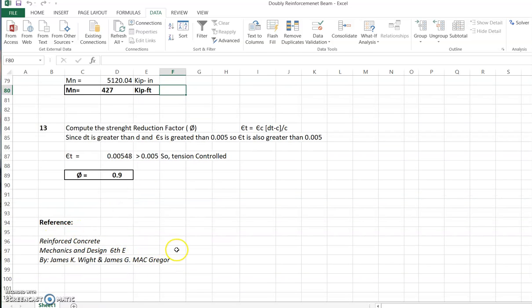This is a reference for this kind of problem. If you want to deep dive, you can take a look at this book.